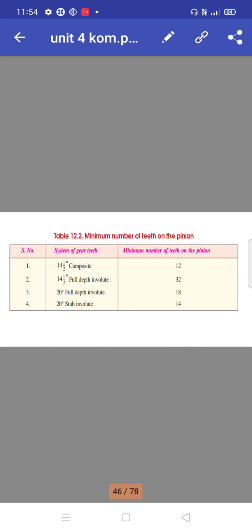The minimum number of teeth on the pinion, by the tooth system of gears: 14 and a half degree composite, minimum number of teeth on the pinion is 12. 14 and a half degree full depth involute, 32. Then 20 degree full depth involute, 18. Then 20 degree stub involute, 14.